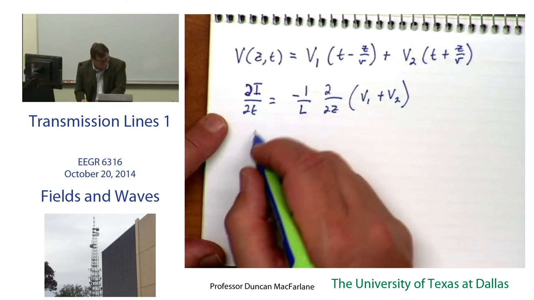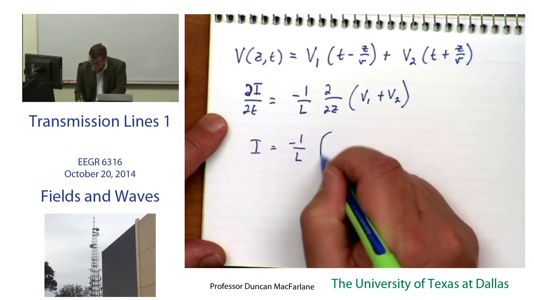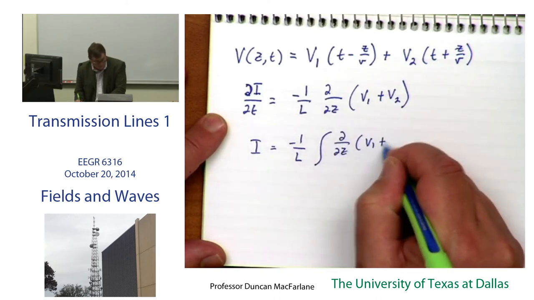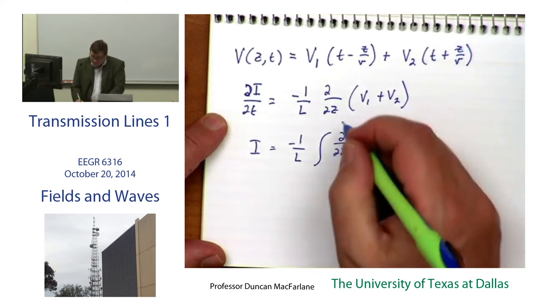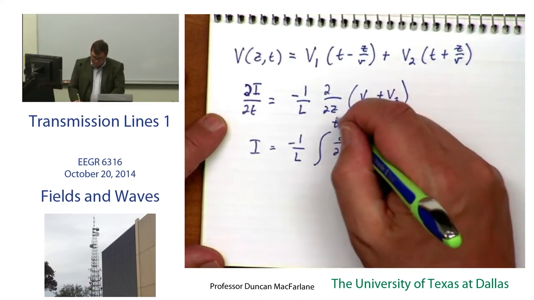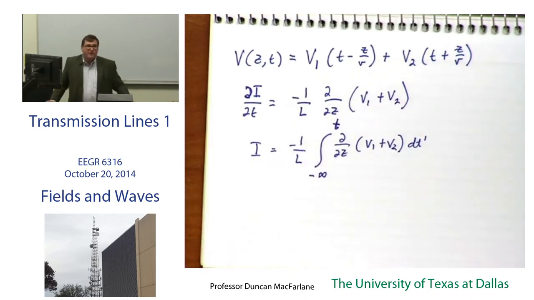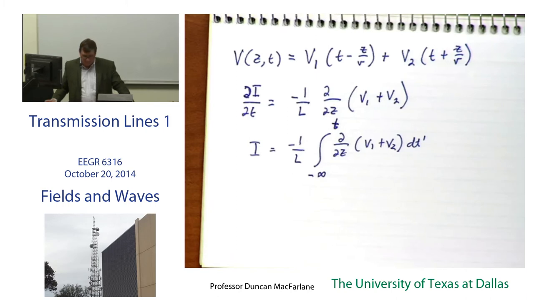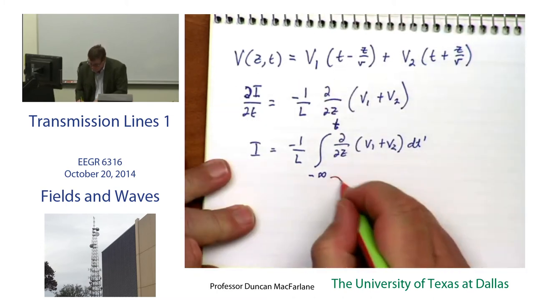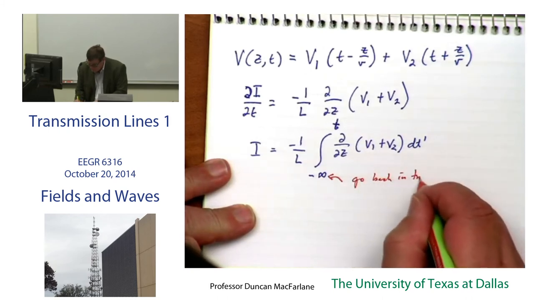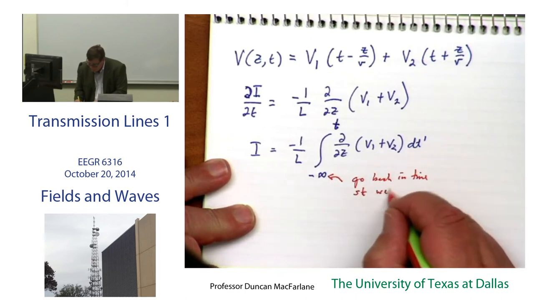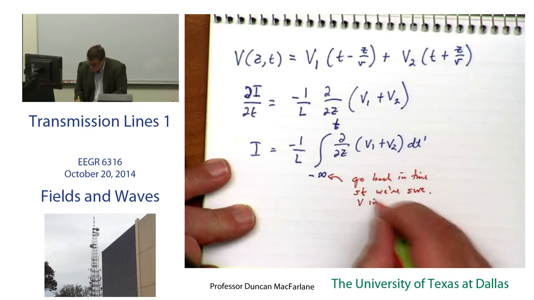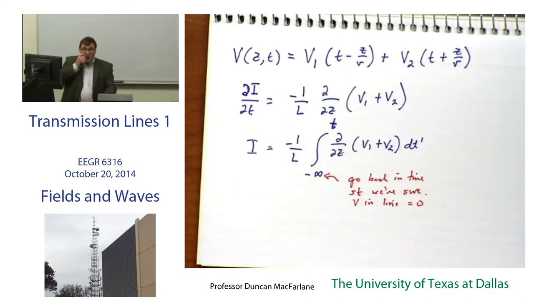So now I'll integrate with respect to time. And I'll integrate up to some time, and I have to pick the lower limit carefully. I'll just go way back to minus infinity, where I know this line hasn't even been built, and so therefore it's quiet. There's no voltage on it. So we'll go back in time to make sure that the voltage in the line is zero.